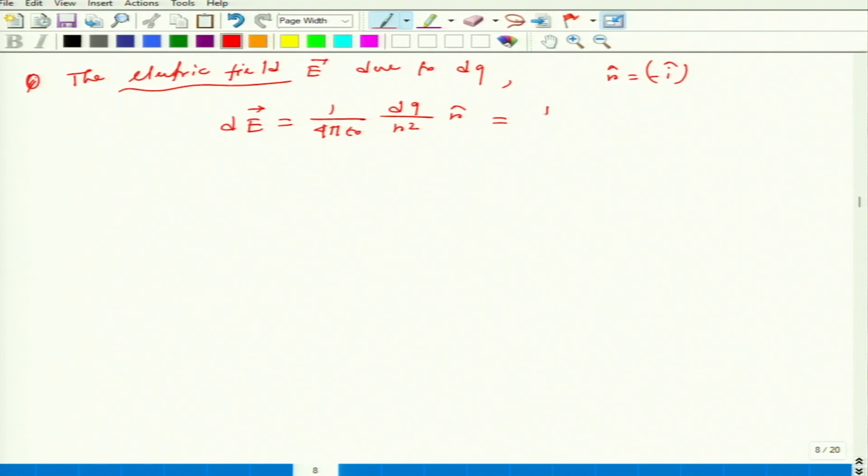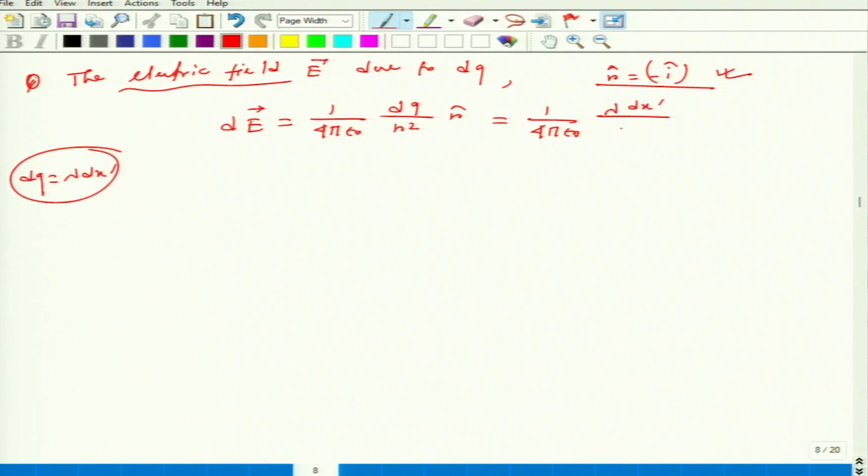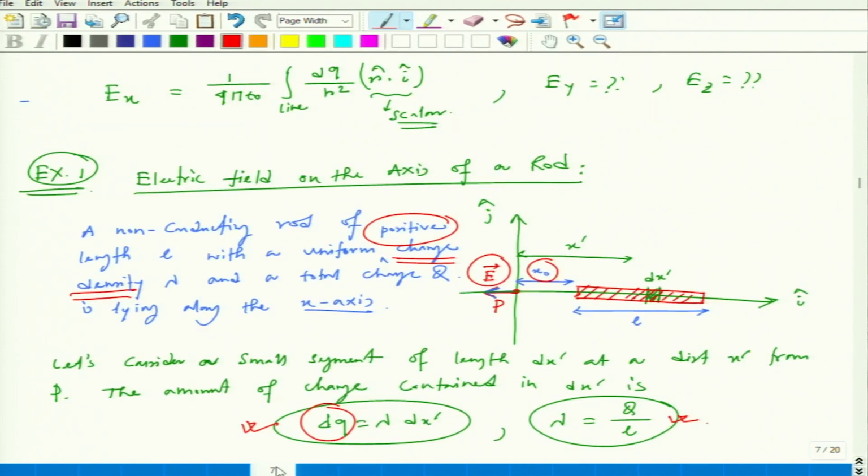So 1 over 4 pi epsilon naught, and dq becomes lambda dx prime. So dE equals 1 over 4 pi epsilon naught lambda dx prime over x prime square, minus i cap. Here r is basically x prime. If you look at the figure, this is x prime, the distance from the small segment dx prime to the point where you calculate the electric field.